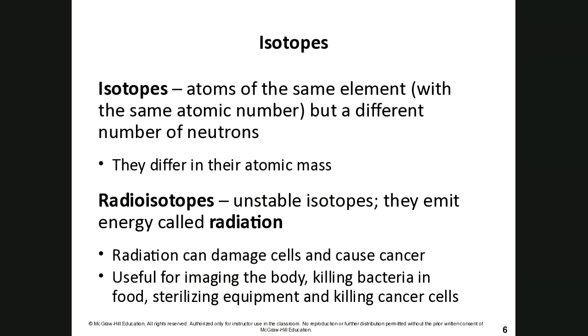So these isotopes are atoms that are the same element, so carbon, but the mass is slightly different because of a different number of neutrons. They either have more or fewer neutrons than what we would normally find, and we call those isotopes.